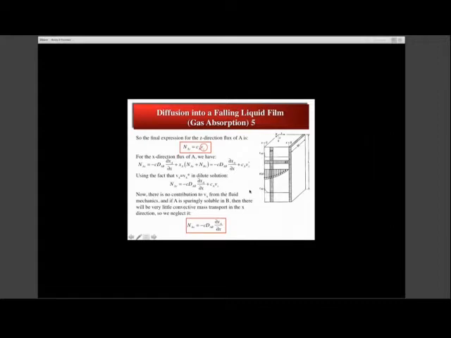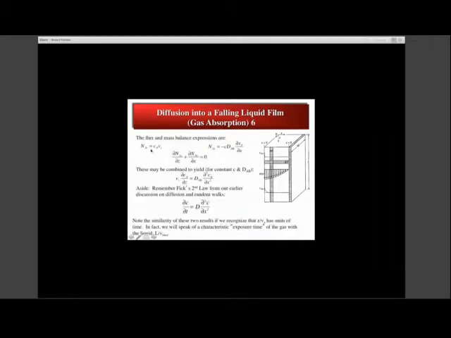Now, the fluid mechanics don't give us any contribution to Vx. The fluid mechanics says that all of the fluid flow is in the Z direction. And so any contribution to the X direction of velocity has to be coming about just due to the diffusion of A into the X direction. And if A is sparingly soluble in B, then this concentration is low, and this term is small relative to the diffusion term. And so the flux of A is given essentially by this diffusive term.